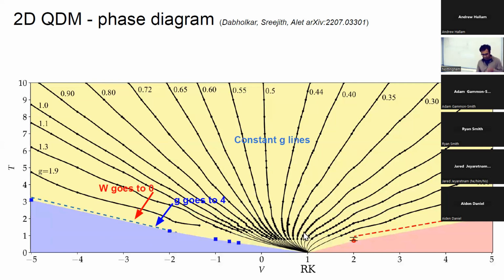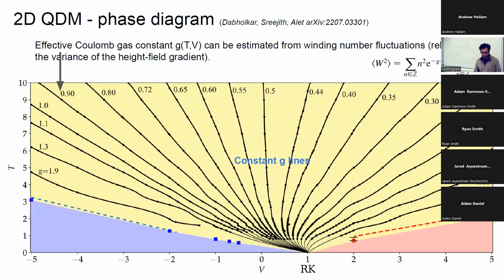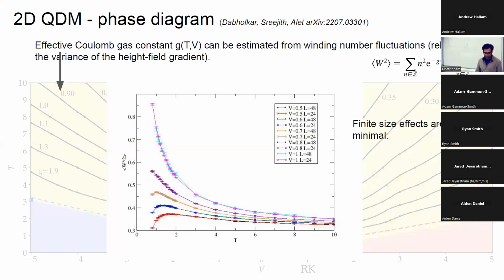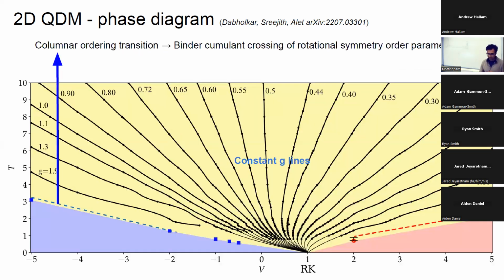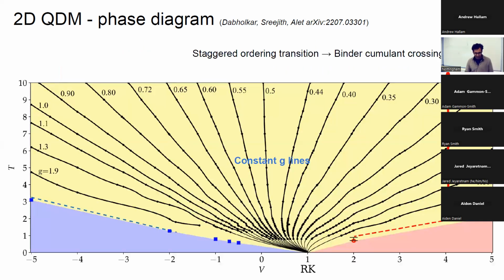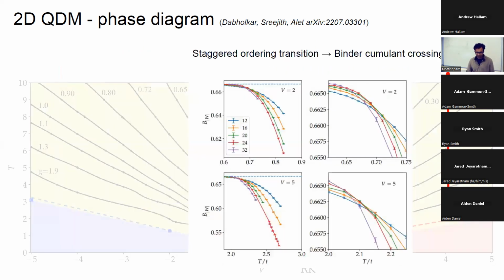The question you had asked was whether something special happens at V equal to 1. We couldn't see anything, at least with the quantity that we had looked at. And this is the quantity. We can invert this relation to calculate G from the variance of the winding number. We checked what the finite size effects were, and at least for the parameter regimes that we looked at, the finite size effects were minimal. Those are details of how the critical points were determined.